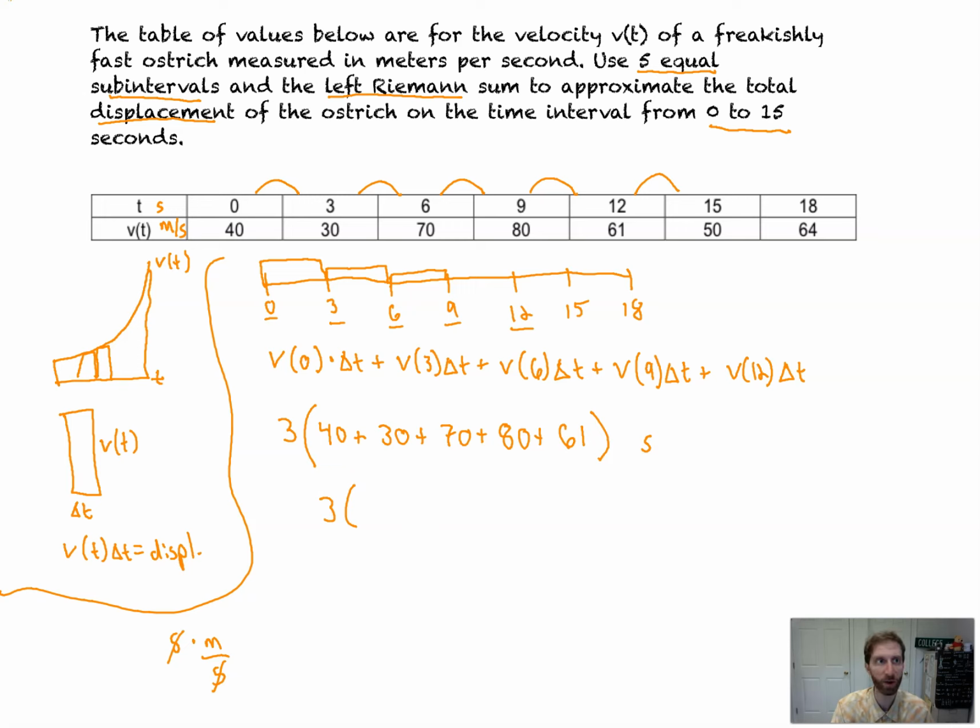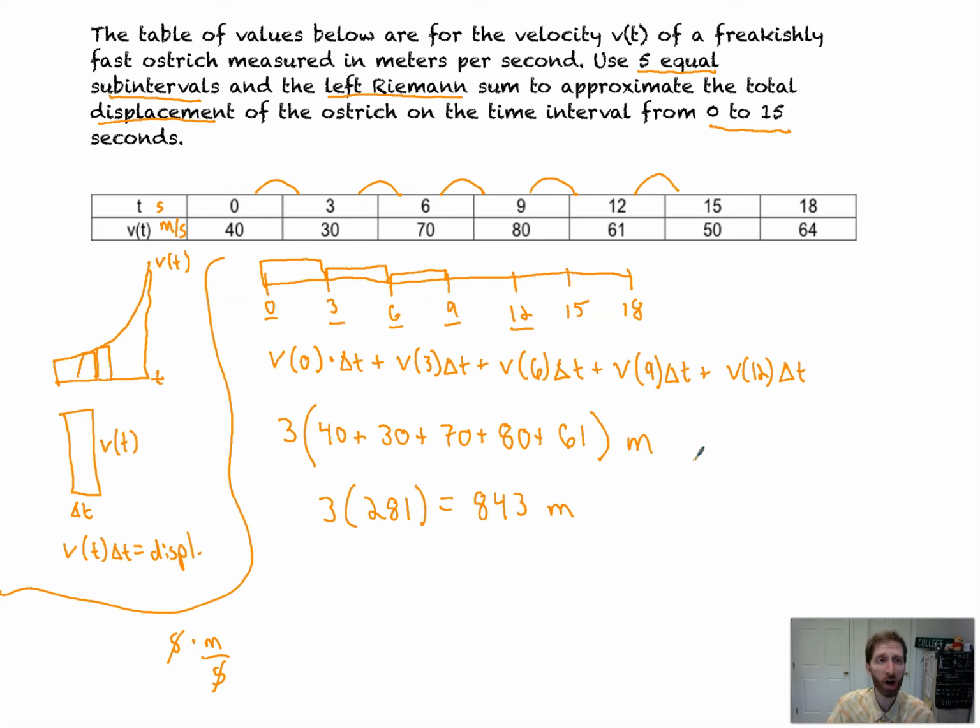I'll come back to you in a second with. And after some shoddy video editing, here we go. What we've done is we've added all these up, multiplied by 3, and we get 843, and the units are in meters. I wrote down seconds, but seconds times meters per second obviously gives you meters, so my mistake there.